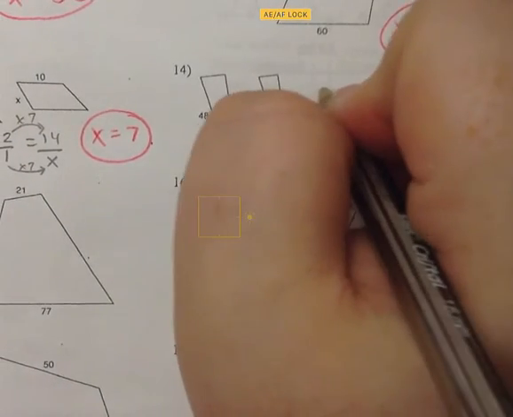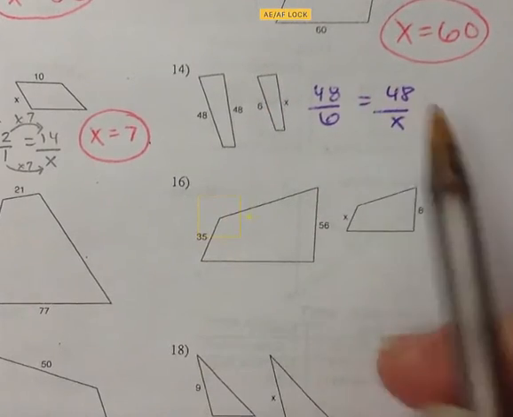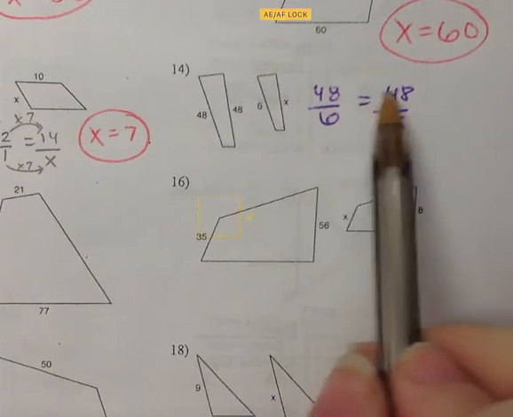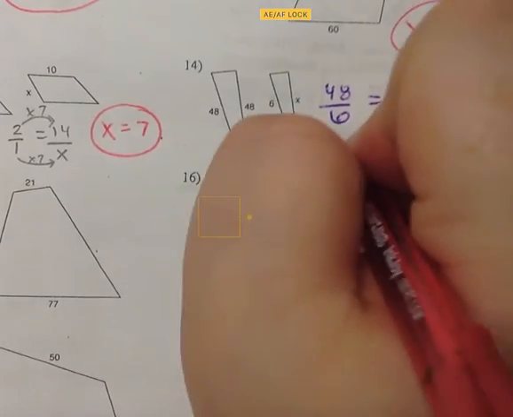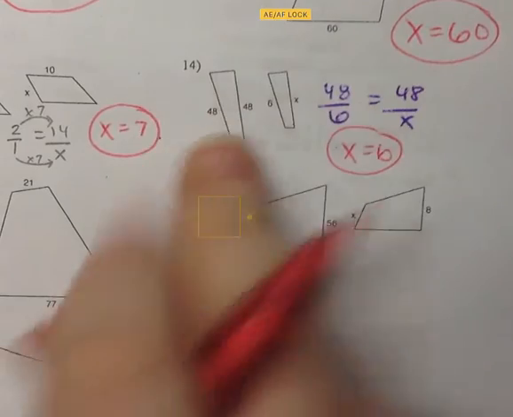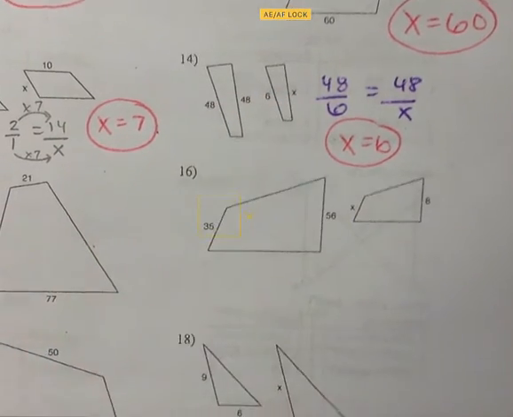We have 48 over 6 is equal to 48 over x. And again, we have 48 to 48. Those have to be the same. Automatically, 6 has to be the same as x. So x equals 6. So again, you look to see you have the exact same side lengths. These have to be the exact same side lengths as well to be proportional.